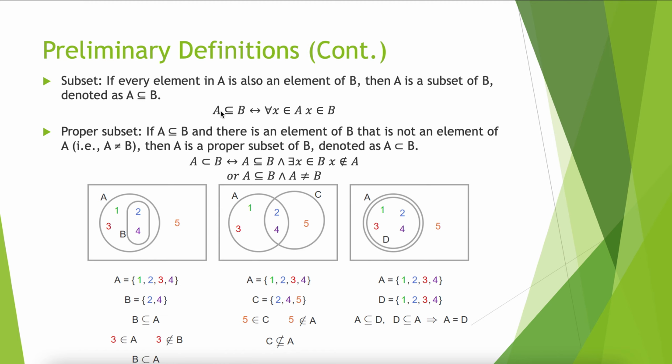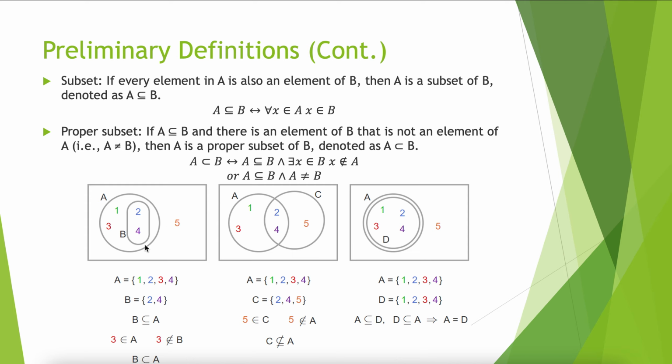Now, A is a subset of B implies that for every x, if x belongs to A, then x belongs to B. A proper subset is basically if A is a subset of B and there is an element of B that is not an element of A, that is A is not equal to B, then A is a proper subset of B, denoted as A proper subset of B.